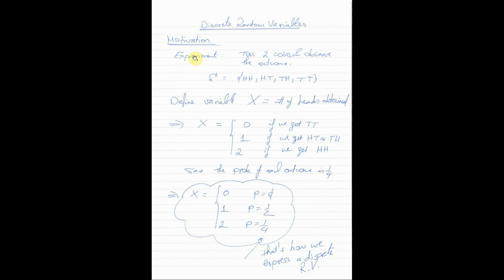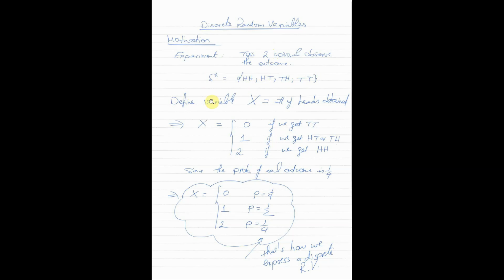Let's say we have the following experiment, like what we talked about in chapter 2. We toss two coins and we observe the outcome. For this experiment, what was the sample space? The sample space had four possible outcomes: heads-heads, heads-tails, tails-heads, and tails-tails. So this is the experiment. We toss two coins and we observe the outcome, and that experiment has a sample space which contains the four outcomes: heads-heads through tails-tails.